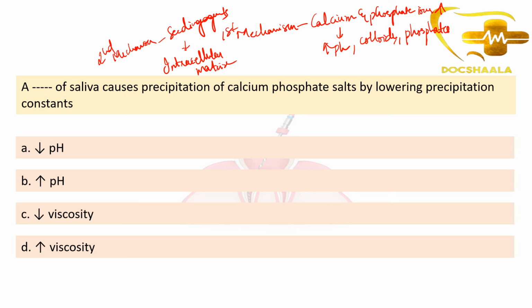So from this we can easily arrive at the answer to the question. A dash of saliva causes precipitation of calcium phosphate salts by lowering precipitation constants. It is nothing but increase in pH, right? We have seen that. So what causes precipitation constants to lower? It is nothing but increase in pH. Okay, viscosity doesn't even play a role in plaque mineralization, as we have seen in the previous concepts, right? I hope you have understood the concept.